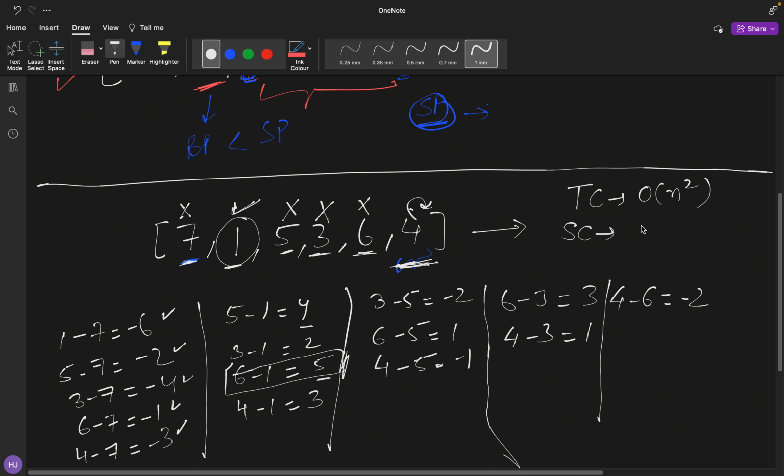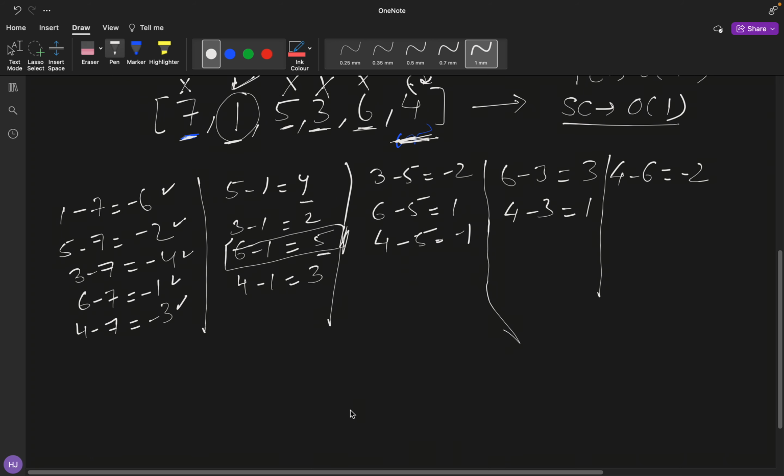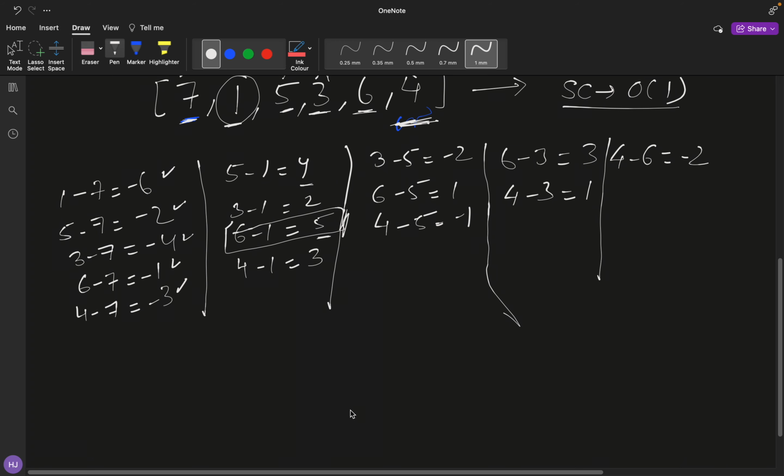Space complexity of O of 1. But the interviewer will not be happy with this solution. Why? Because at each and every point we are taking each and every element and checking all the possibilities.